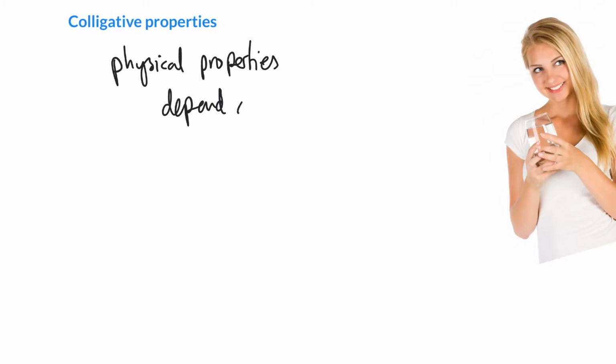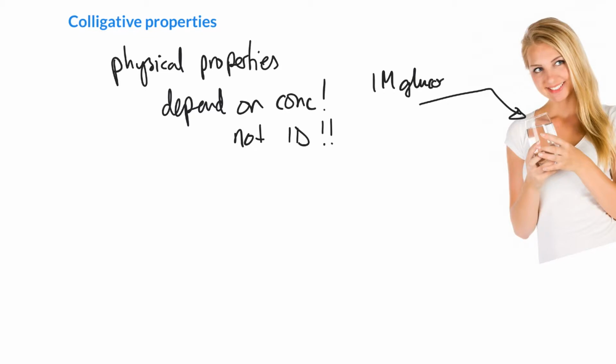So colligative properties are physical properties, and they are interesting in that they only depend on the concentration of the solute, not the identity. If you think, well, that's kind of weird, ask yourself, if this is a glass of water and it was one molar glucose, would you drink it? I'm guessing most of you would say, sure, I'm not really a big fan of glucose, but I could certainly slurp it up, no problem at all.